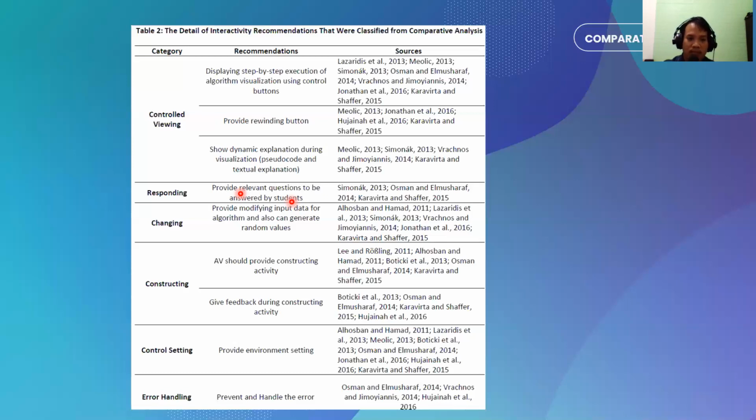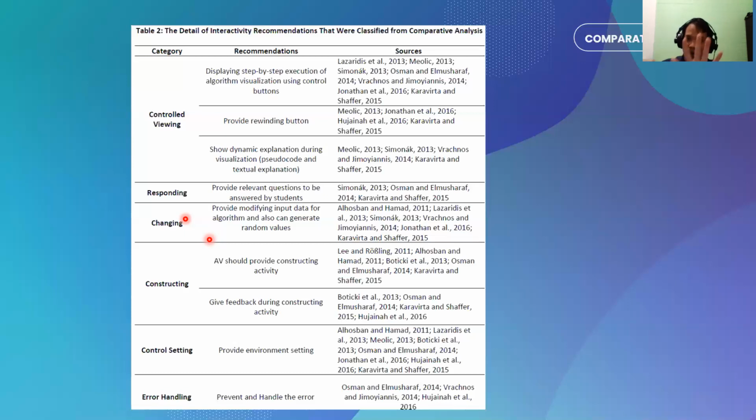Yeah. Now the next category is about changing. This is another interactivity strategy, or variety of it: provide modifying input data for the algorithm and also generate random values. In here they are able to change the numbers. For instance, in the system there are certain numbers to be sorted. Now we are talking about bubble sorting.